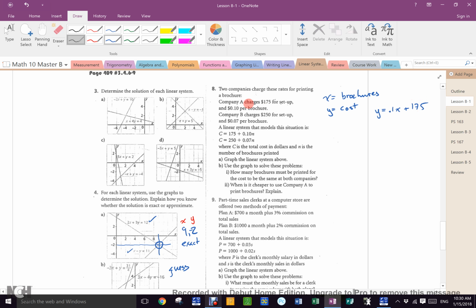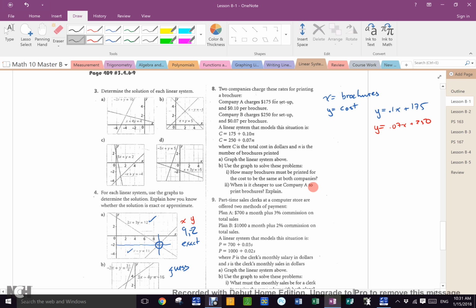175, because when I print no brochures, it costs me $175 for them to set up to print the brochure. So you're paying $175 for them to make it up and get it ready to go. And what's the other one? Oh, it's already right here. 0.07x plus 250. So then all you got to do is graph it. When you graph it, you find the slopes.